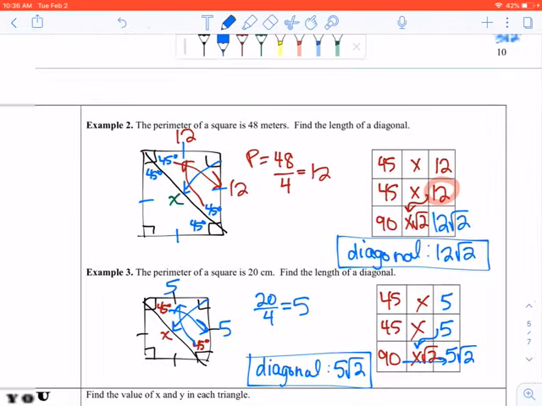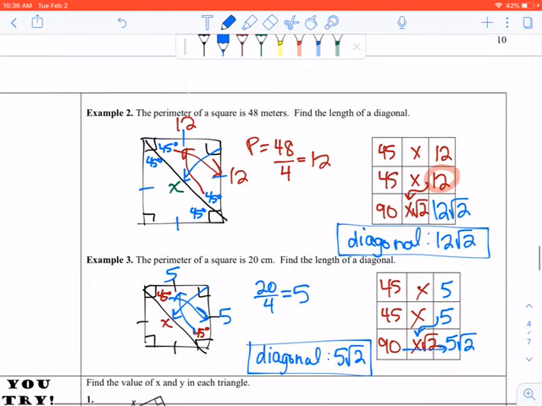Okay. So when you have a square, remember that creates those 45, 45, 90 triangles, and we can use the 45, 45, 90 triangles to find the diagonal, or work backwards even to find the sides if we were given the diagonal.